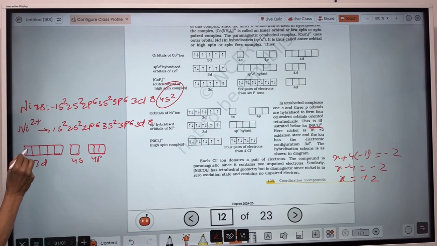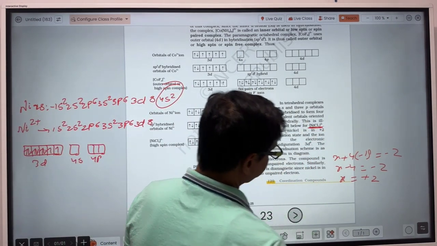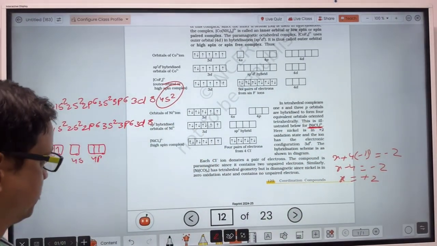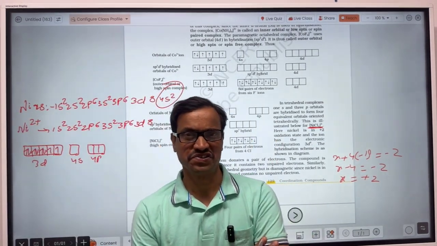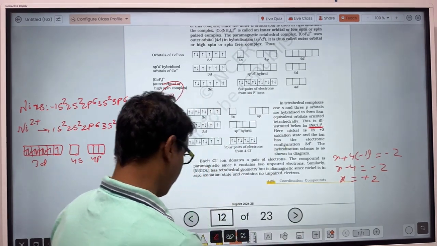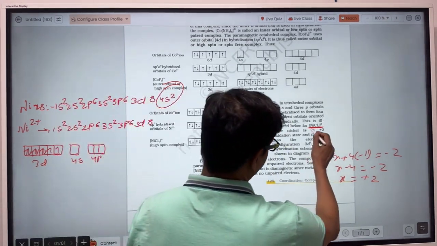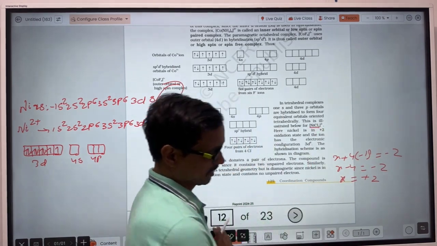Eight electron. So let's see. This one here. Now the coordination number of nickel here is 4. That means nickel will have to form 4 sigma bond. Here nickel will have to form 4 sigma bond with chlorine.